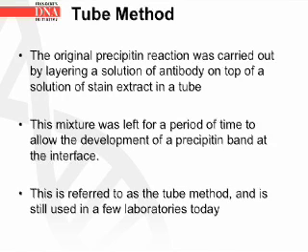The original precipitin reaction was carried out by layering a solution of antibody on top of a solution of stain extract in a tube. This mixture was left for a period of time to allow the development of a precipitin band at the interface. This is referred to as the tube method and is still used in a few laboratories today.